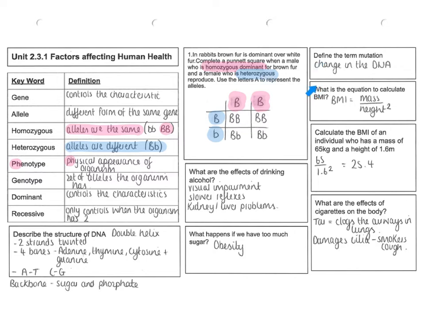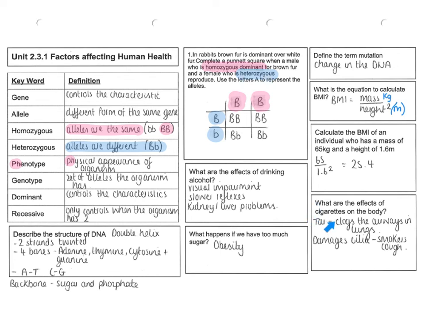What is the equation to calculate BMI? So BMI equals mass, and the mass is in kilograms divided by the height squared, which is in meters. Calculate the BMI of an individual who has a mass of 65 kilograms and a height of 1.6 meters. So the mass is 65, the height is 1.6, but we have to square it, which gives me an answer of 25.4.